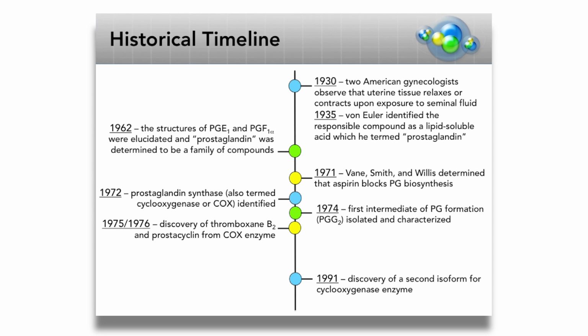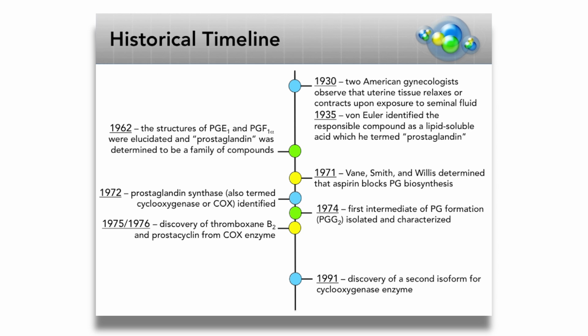So eicosanoids have been studied for over the past 80 years. It was first in 1930 that two American gynecologists observed that uterine tissue relaxes or contracts upon exposure to seminal fluid. A few years later, von Euler identified the responsible compound as a lipid-soluble acid.